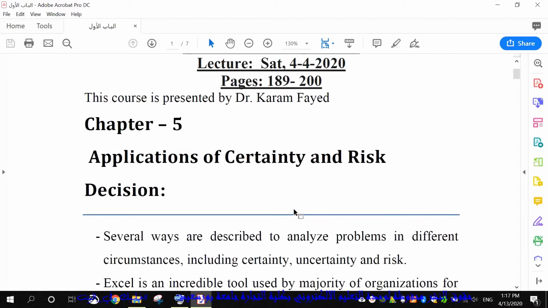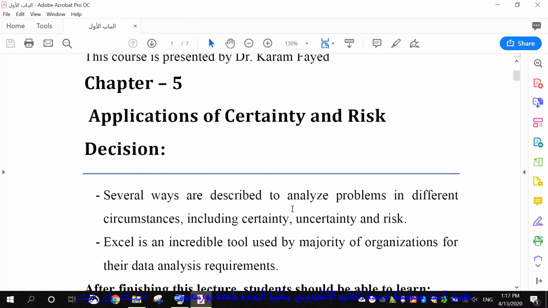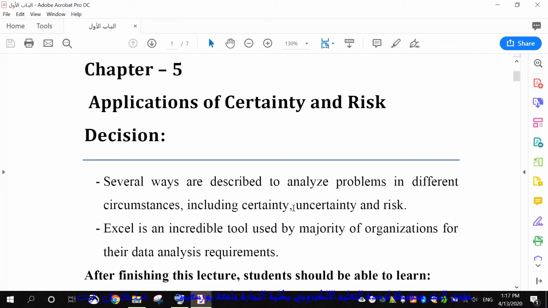Chapter 5. Applications of certainty and risk decision. Several ways are described to analyze problems in different circumstances, including certainty, uncertainty and risk. Excel is an incredible tool used by the majority of organizations for their data analysis requirements.